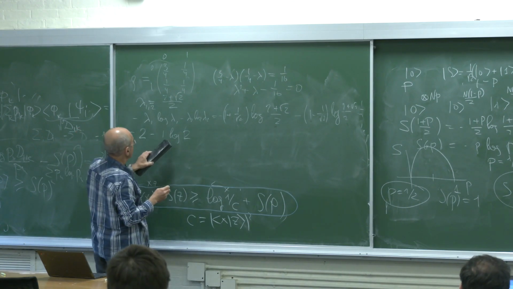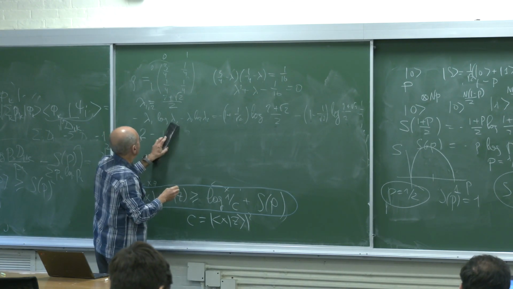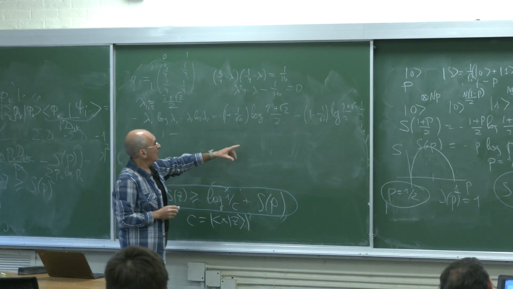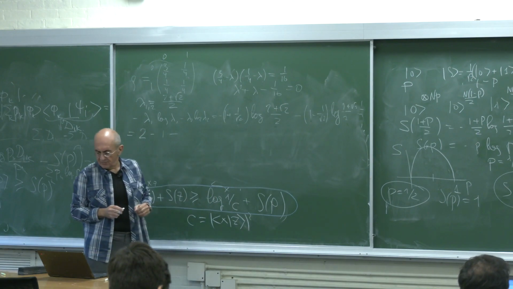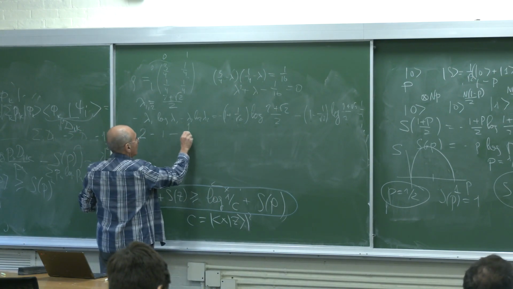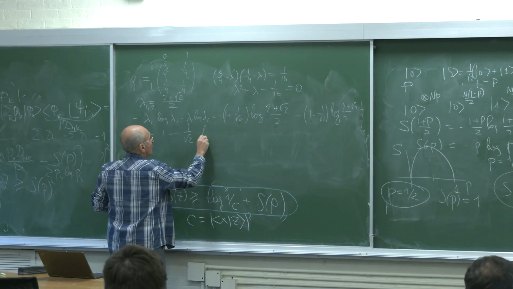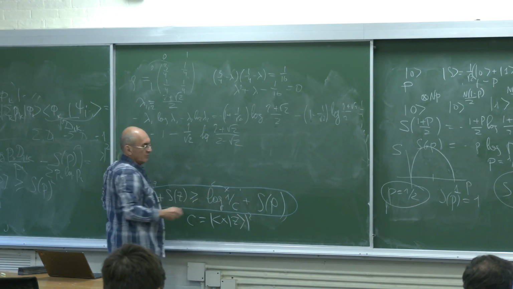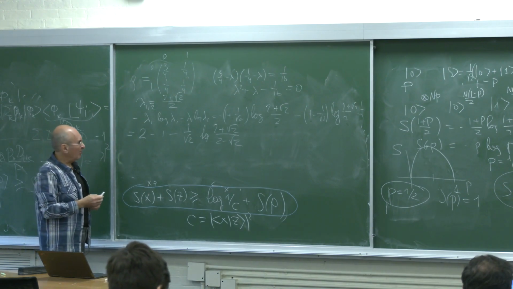So you get another 1. And you also get their ratio, which would be minus 1 over square root of 2 log 2 plus square root of 2, 2 minus square root of 2. That's what you get out of it.